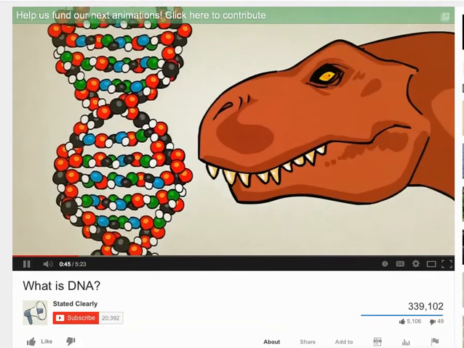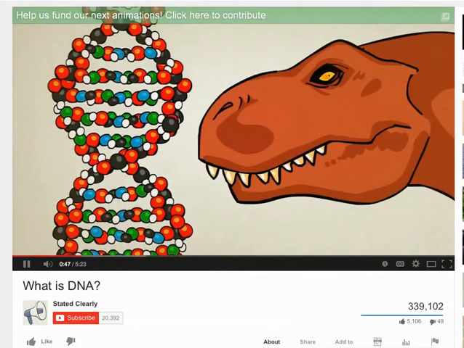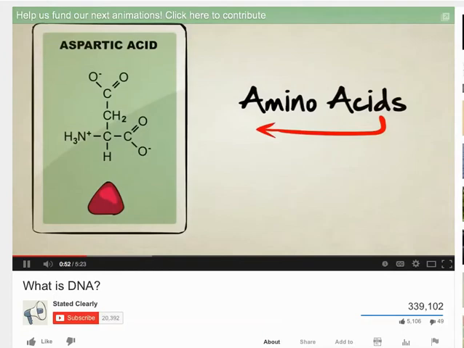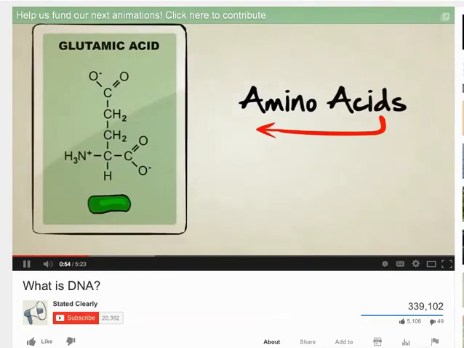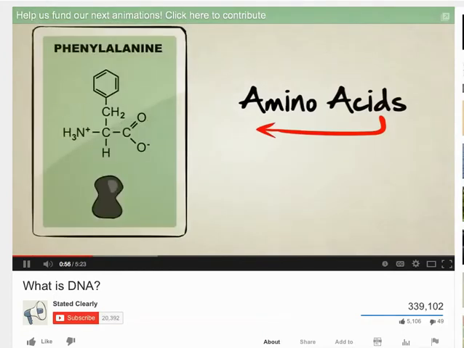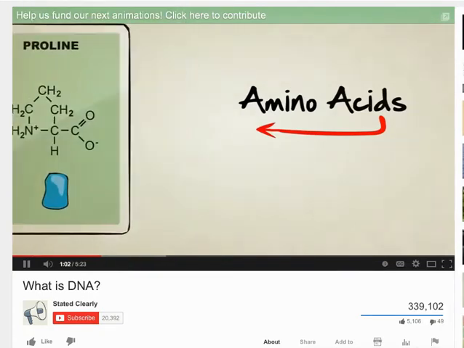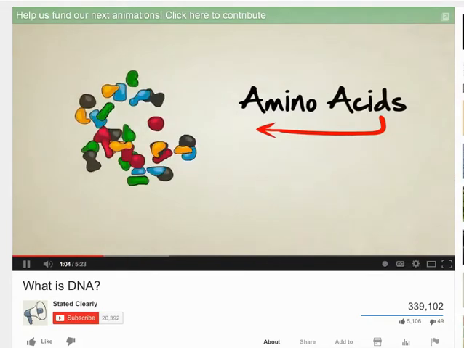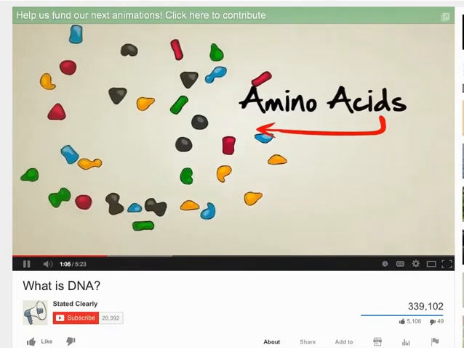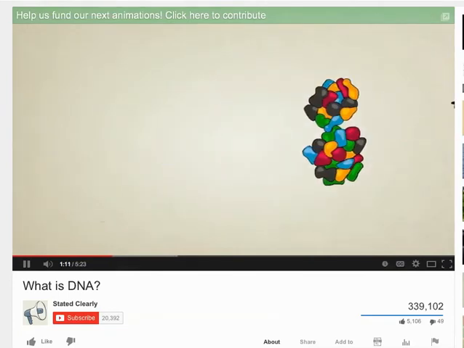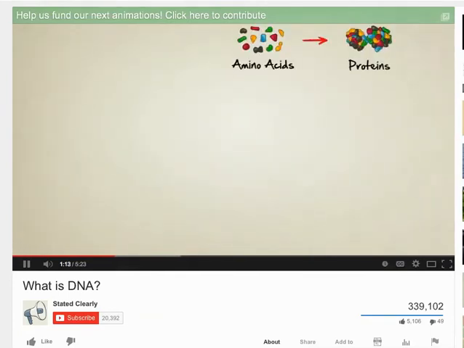To help answer that question, let's first take a quick look at amino acids. Amino acids are tiny little chemicals inside our bodies that are so important, they're often referred to as the building blocks of life. There's about 20 different kinds, each with their own unique shape. The neat thing about them is they can be attached to each other, kind of like Legos, to produce an endless variety of larger particles known as proteins.